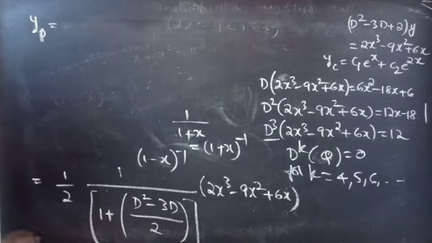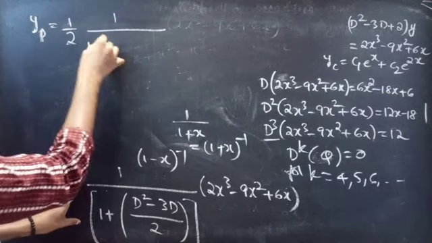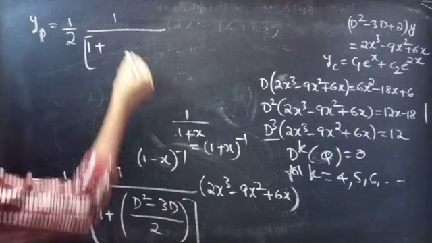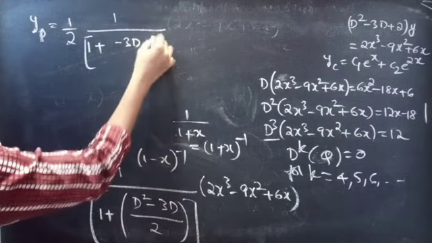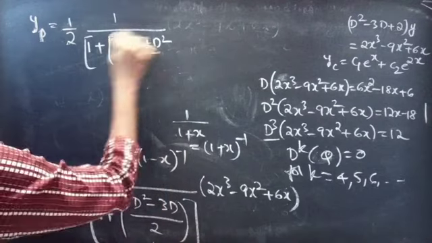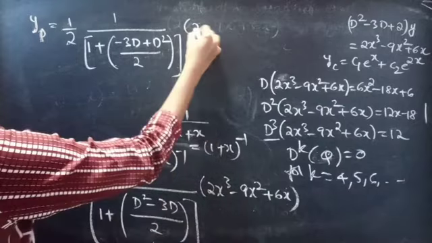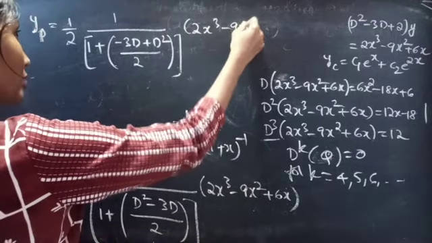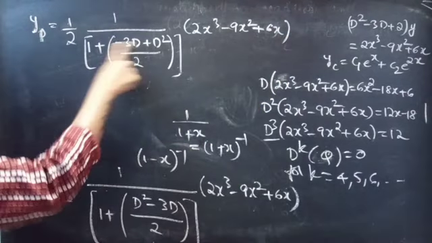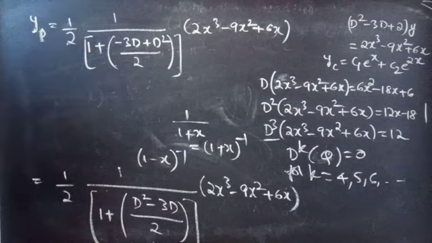Now we'll write the second fraction as 1 plus, d square minus 3d plus 2, by 2, into 2x cube minus 9x square plus 6x. In the beginning itself, you can change f of d like this.